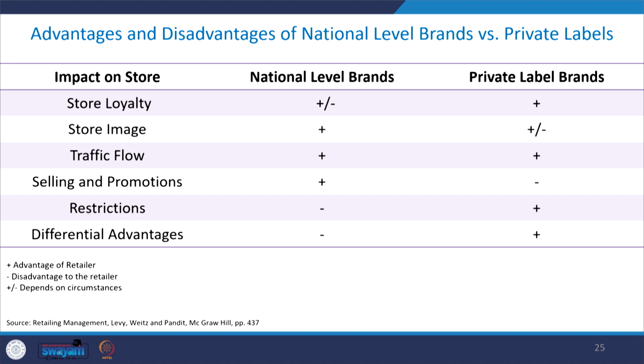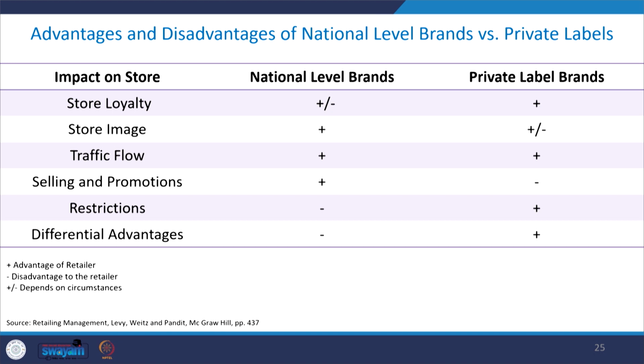Value offering means it offers much more than the price that is being charged. There are a lot of benefits with respect to this private label, comparing the sacrifices, the price which customers are paying for it. Now this again is dependent upon circumstances. But if you talk about traffic flow, both national level brands and private label brands can bring in traffic, if they start acting as anchor brands and are liked by customers.